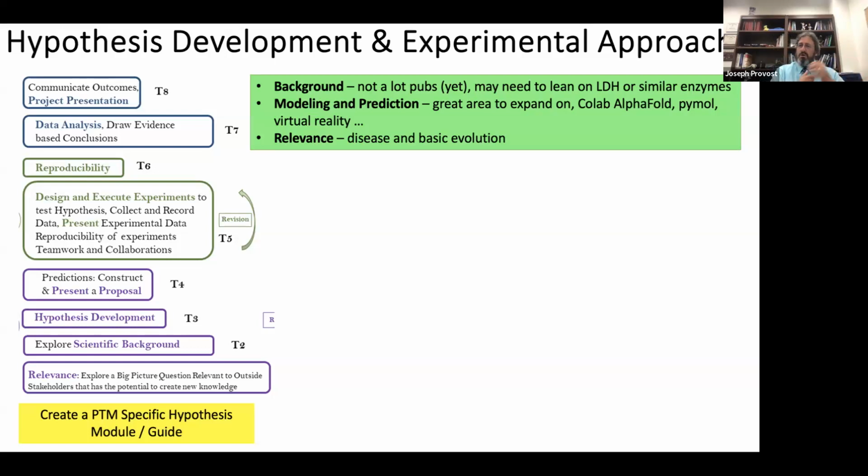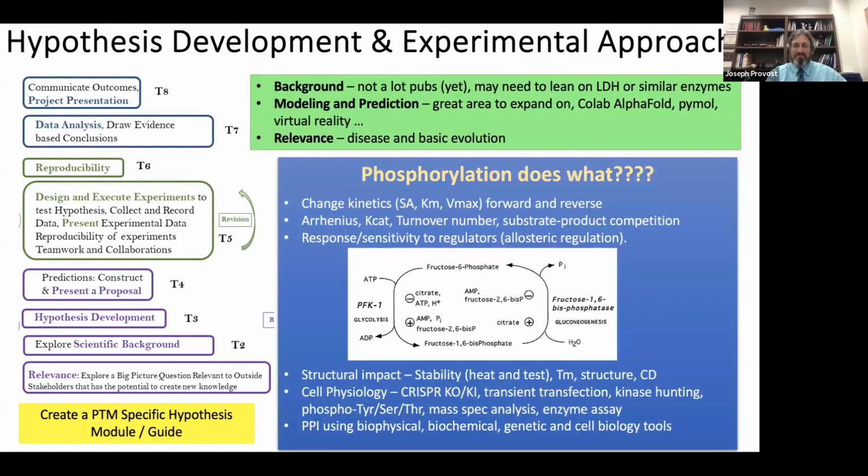Looking at folding through AlphaFold and Colab, PyMOL, virtual reality. Celeste and a bunch of other folks are doing a really cool job bringing virtual reality to biochemistry and other labs. I would love to see how we could do some modules to build hypotheses using some of these VR tools. And of course, it's related to disease and basic evolution. So what does phosphorylation do? What kind of things can you study with your cures in your classes? What is your favorite? What are you comfortable with, right?